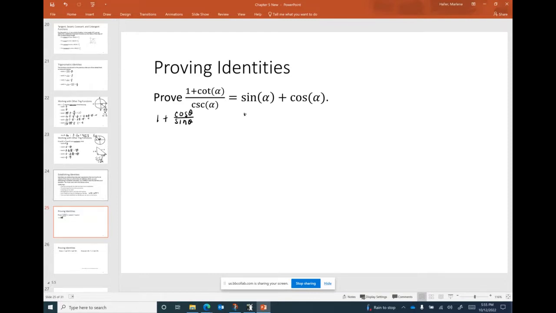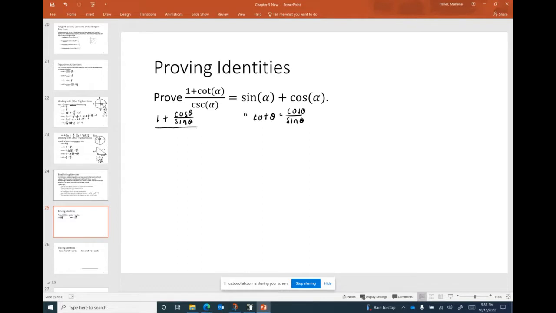And then what I always like to do in my proofs is over here, I say why, or I give the justification for what I've just done. The justification here is that the cotangent equals the cosine over the sine, right? It's the fundamental identity.